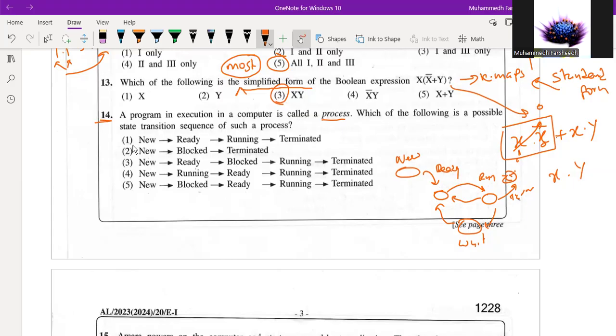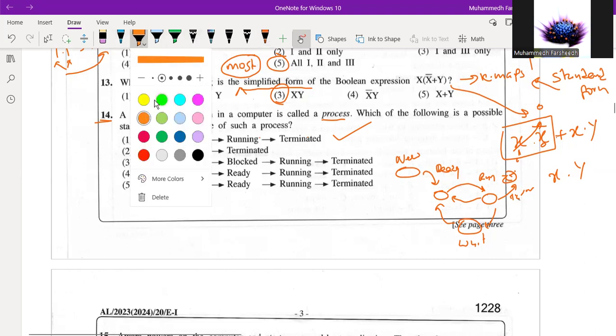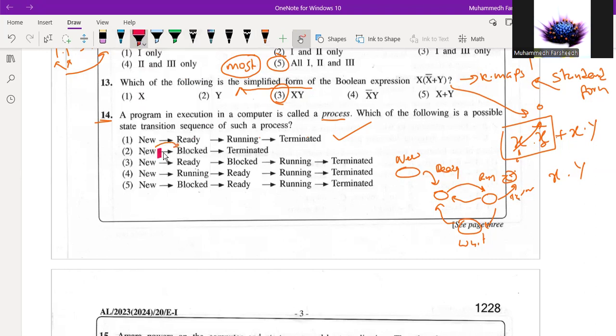Okay. So new, ready, running, terminated. Yes, it is a sequence. It can be done. New does not go directly to blocked. So here we have the issue. This arrow has the issue, so it will not work. And blocked does not go to terminated. New to ready, ready to blocked, this will not happen. Blocked to running also does not happen. New to running will not happen.